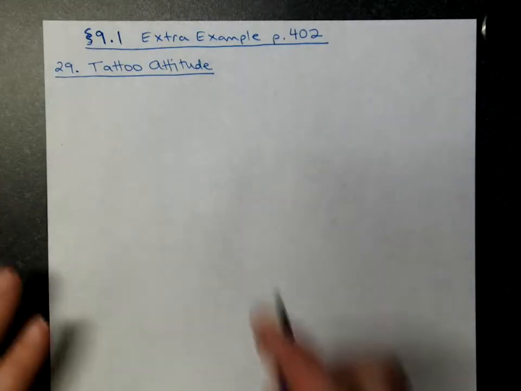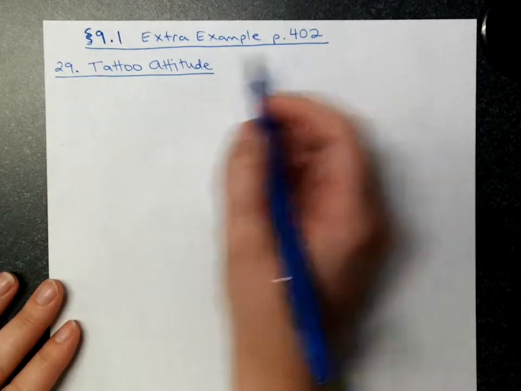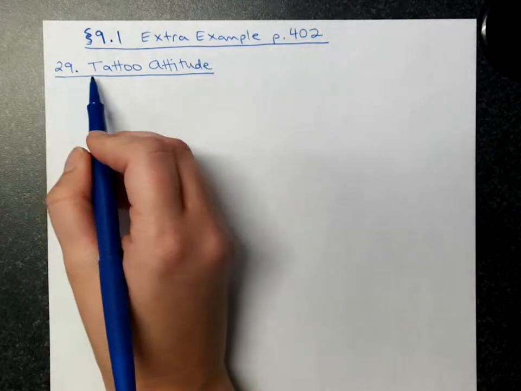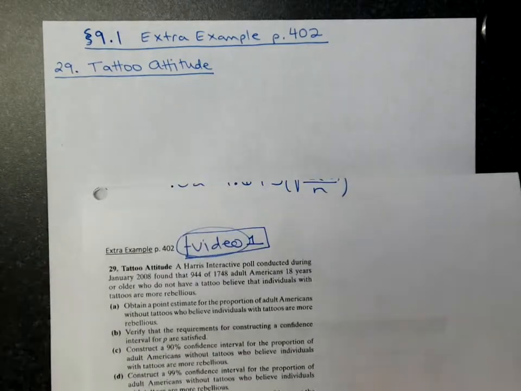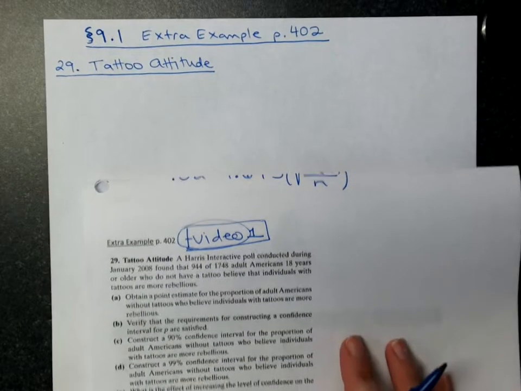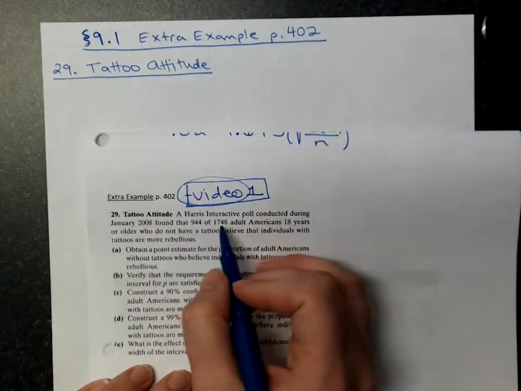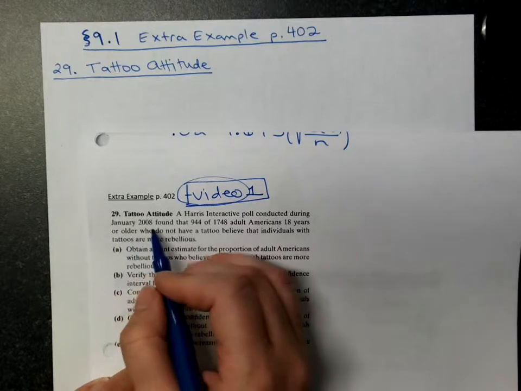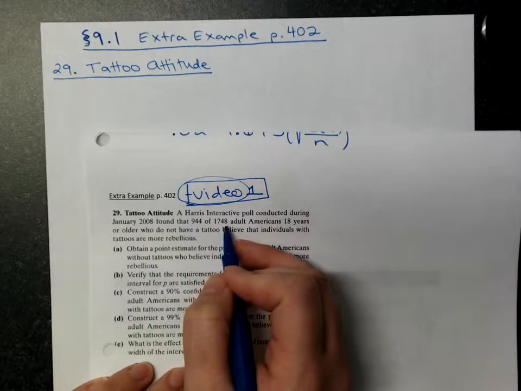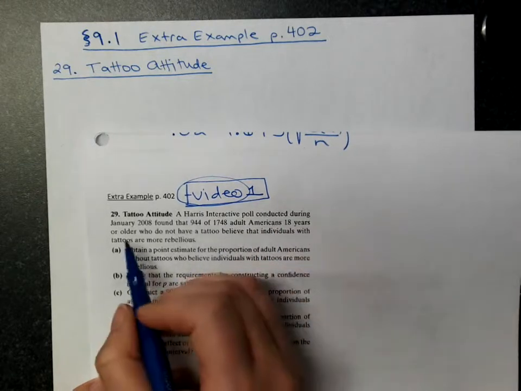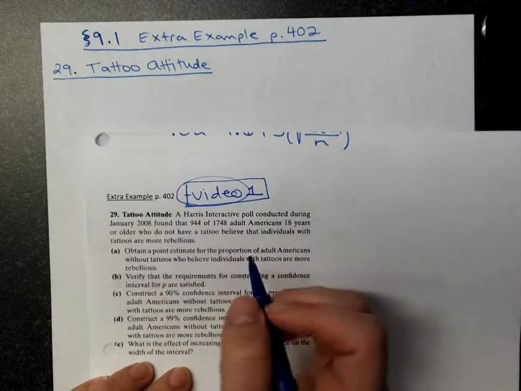Alright, this is from section 9.1, the extra example on page 402, number 29, about tattoo attitude. This is at the very bottom of the first handout for chapter 9. It says a Harris County interactive poll conducted during January 2008 found that 944 of 1,748 adult Americans 18 years or older who do not have a tattoo believe that individuals with tattoos are more rebellious.